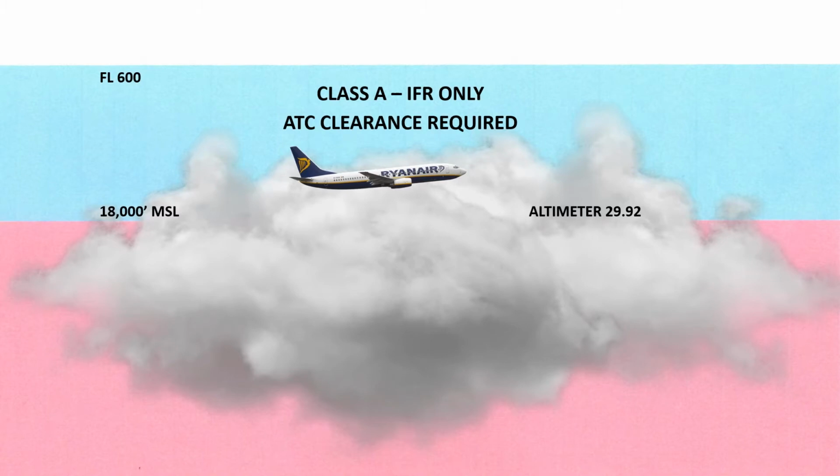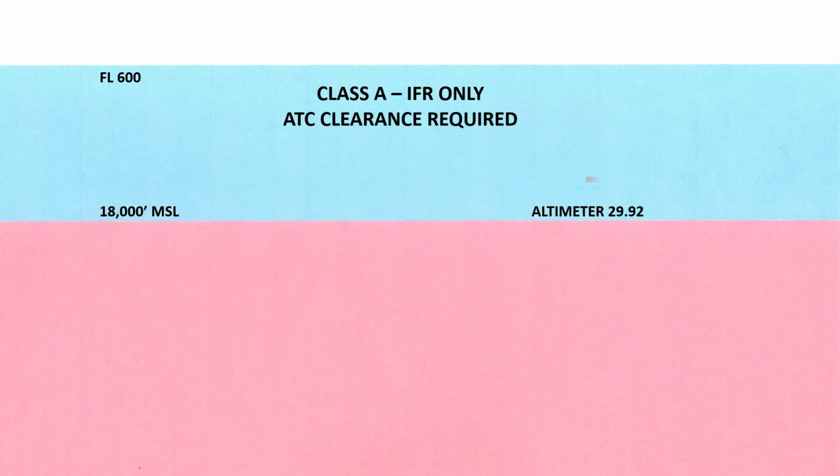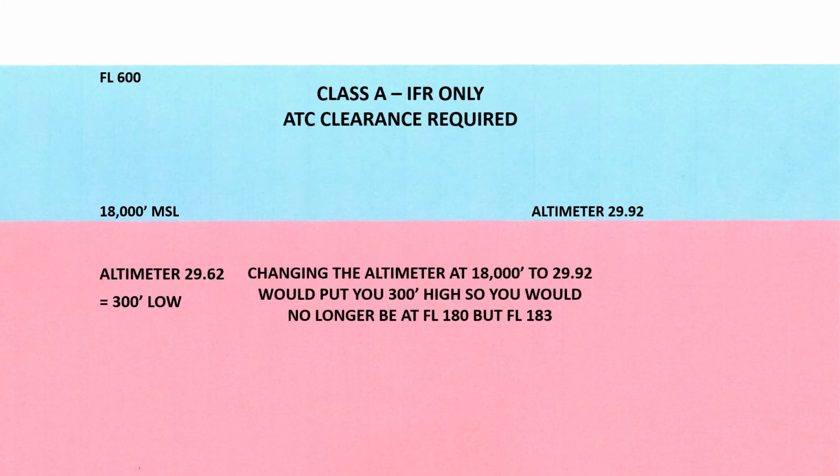So why 18,000 feet MSL if everything is supposed to be flight levels in Class A airspace? Well, remember this altimeter setting, 2992. Let's make an assumption that the surface altimeter in this area is 2962. That leaves you 300 feet low. Changing the altimeter at 18,000 feet to 2992 would put you 300 feet higher than you are, so you would no longer be at flight level 180, but at flight level 183, which is not an authorized altitude.